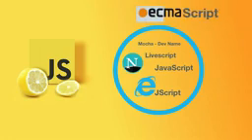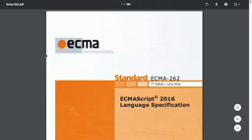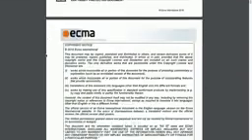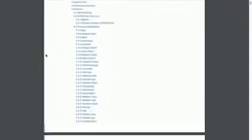Since ES1, or ECMAScript version 1, there have been many revisions. The most notable is ES5 in 2009, and now in 2017 we have ES6, which adds additional features to this language. You can visit the ECMA website to find white papers on the standards of this language, to understand how this language is supposed to work under the hood and what browser vendors should be adhering to.